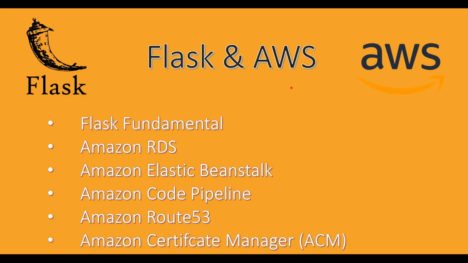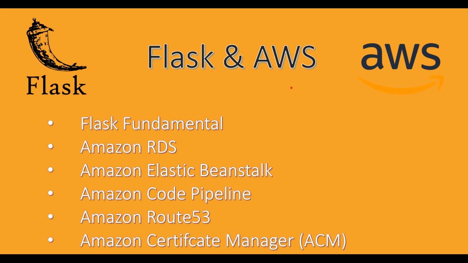Now, in this video, you'll learn about the basic and fundamental concepts of Flask. After that, you'll learn how you can add Amazon RDS, or Amazon Relational Database Service, to your Flask web application. After that, we will learn about Amazon Elastic Beanstalk, and we're going to deploy our Flask web app to Elastic Beanstalk. After that, we will learn how you can use CodePipeline with Elastic Beanstalk.